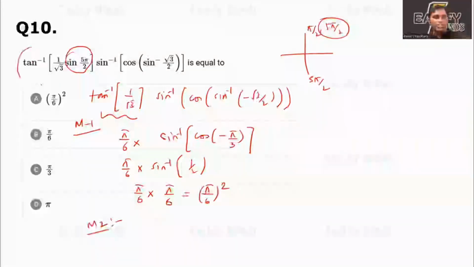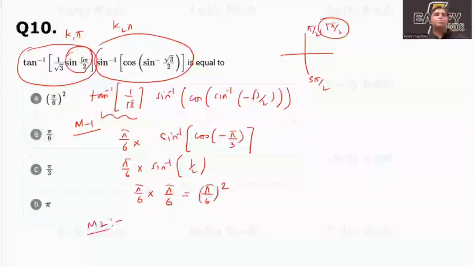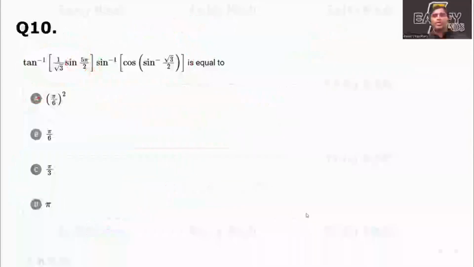Now see, this will give some answer in pi, and this will also give some answer in pi. So if they are multiplying, my answer will be k1 times k2. I don't know about k1, k2, but I know that pi square will come in my answer. Here only one option has pi square, and that is option A. Clear? So you have to simply apply the logic also. Option A. Any doubt to anyone?